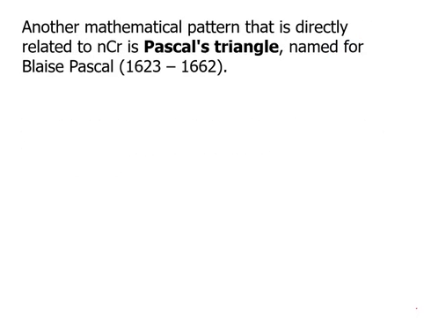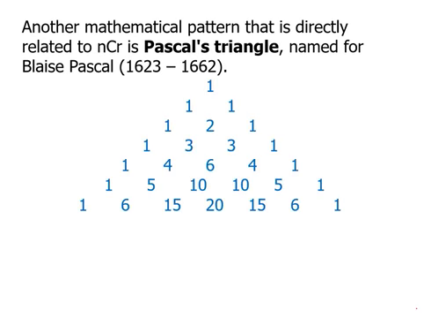Another mathematical pattern that is directly related to n choose r is Pascal's Triangle, named for Blaise Pascal. And so here's Pascal's Triangle. It's often something that they have little kids create because everything is just created by addition. If you notice, every number is the sum of the two numbers diagonally above it.